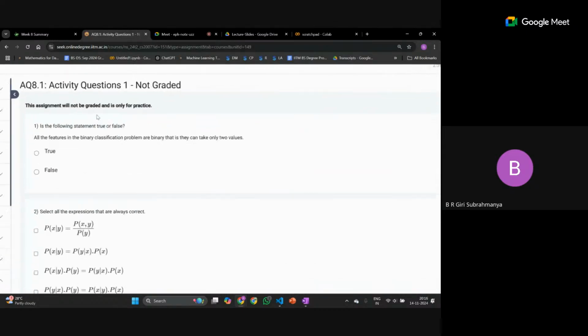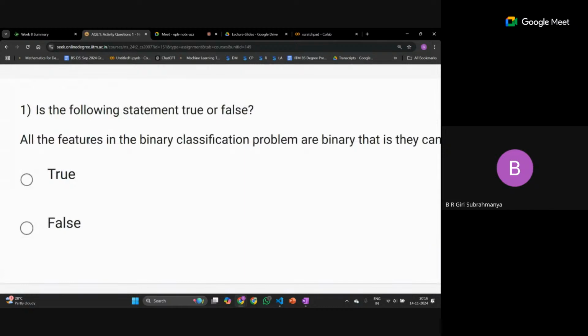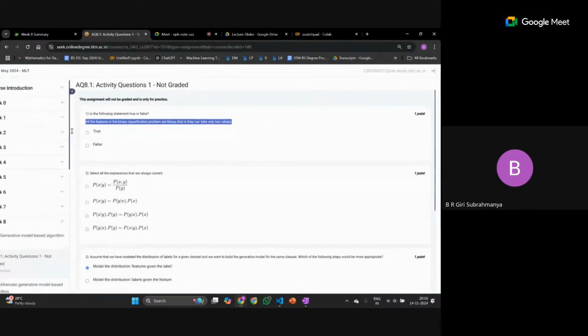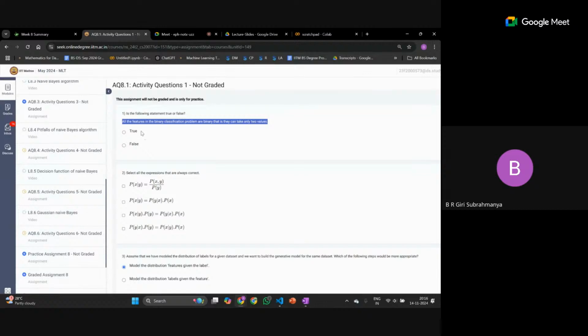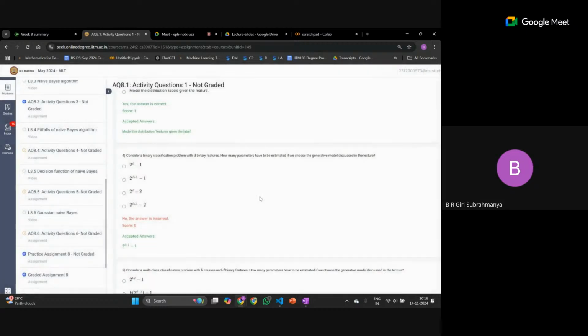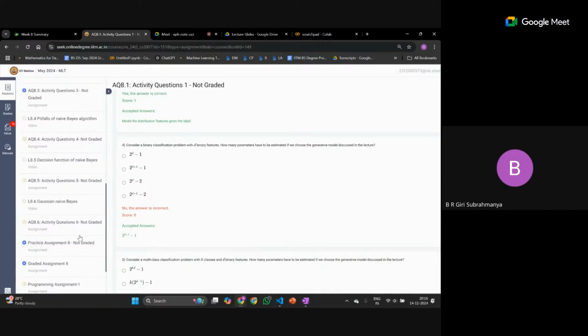Okay. So in a binary classification problem, the labels are binary, that is, they can only take two values. So should all the features also take only two values? Not necessarily. You can have real features. The features can be real numbers, which is what Gaussian naive Bayes deals with. So this option is not correct.